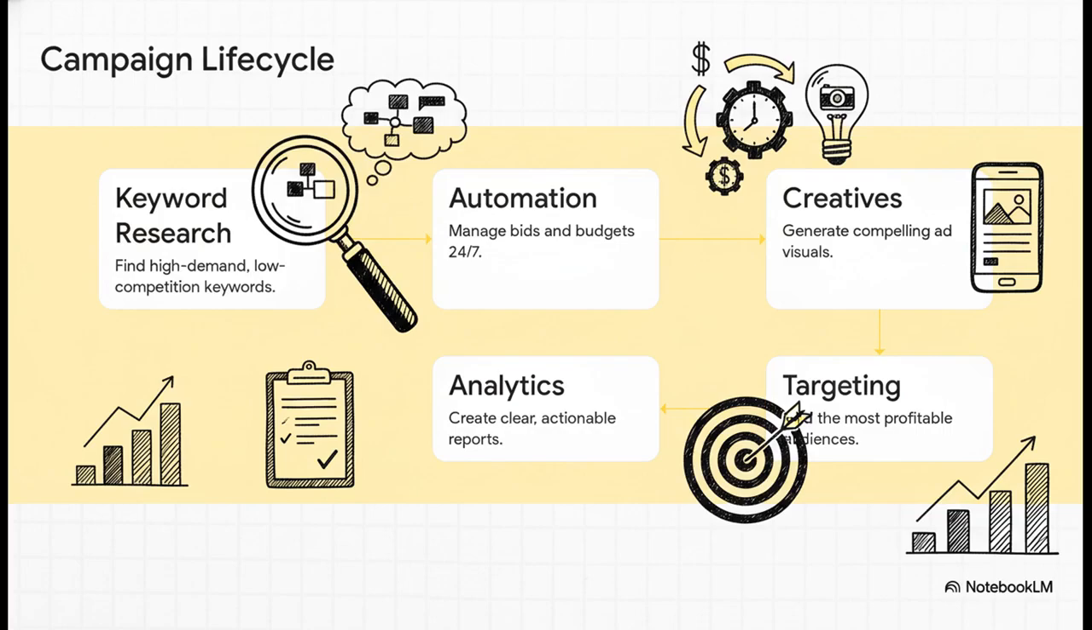Basically, they cover the entire life of a campaign, from start to finish. It all begins with research, right? They help you find those golden keywords, the ones with high demand but not a ton of competition. Then, they can automate your bidding and budget stuff 24/7. A lot of them can even help generate the actual ad creative, find the most profitable audiences for you, and finally, wrap all that data up into clear reports you can actually use.